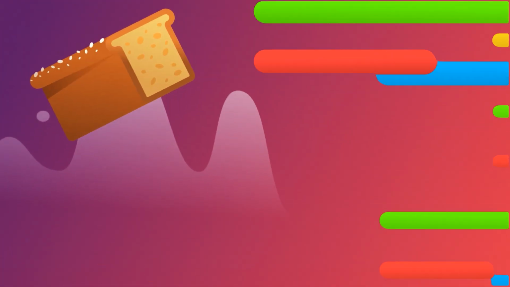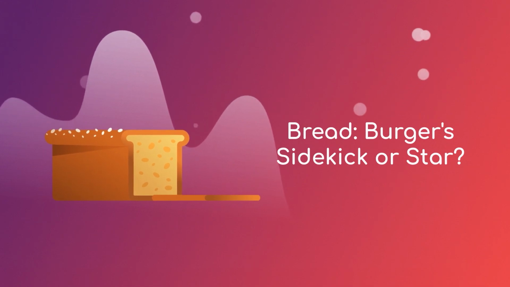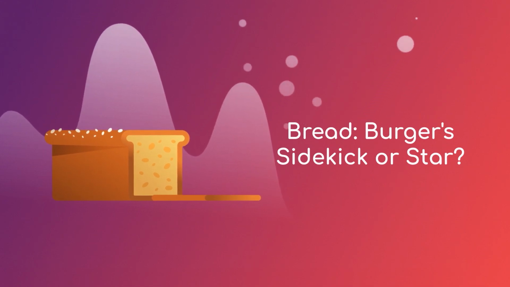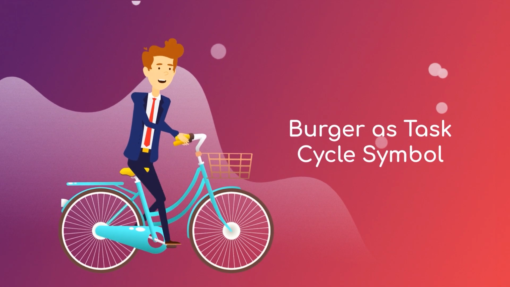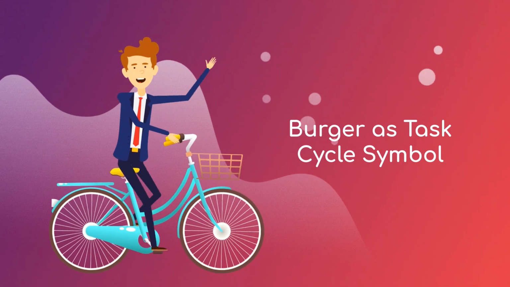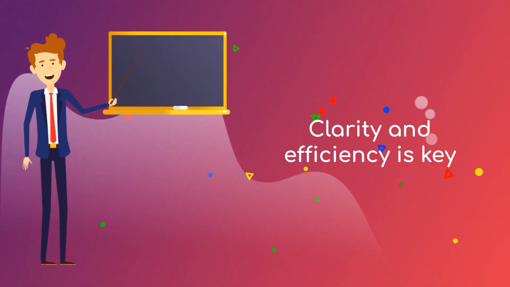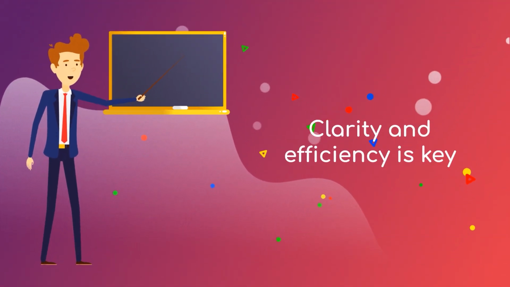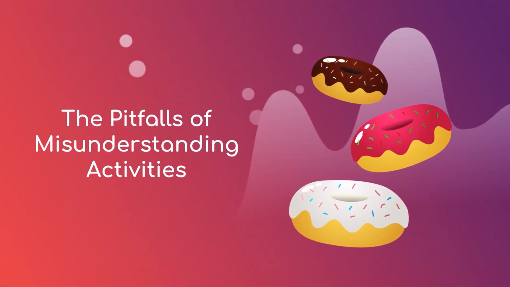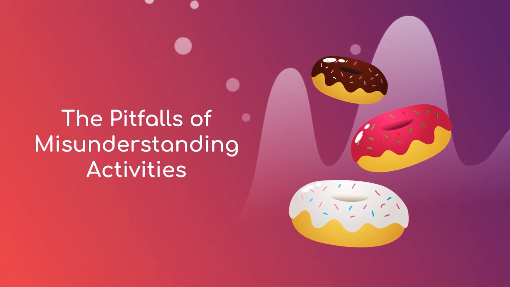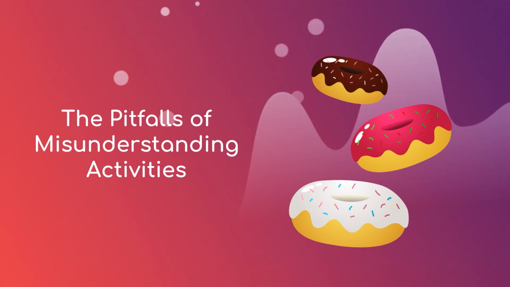Bread is nice, but at least part of its function is simply as a means of delivering the main event, the burger. If activities in the classroom were portrayed as a burger, we would also be aiming for the second one. The burger represents the task cycle. The first slice of the bun is the setup, and our aim here is clarity and efficiency. If we are unclear, if we take a long time, we end up with too much bread and not enough of the most nutritious bit, the activity itself.